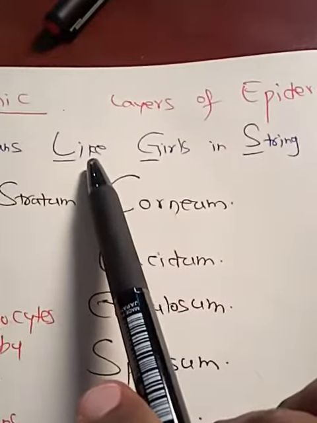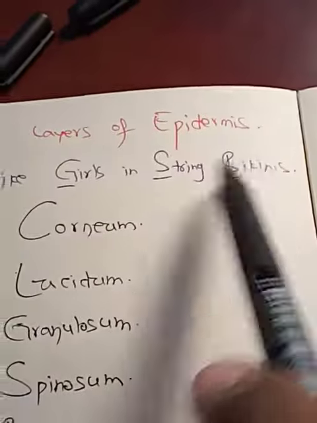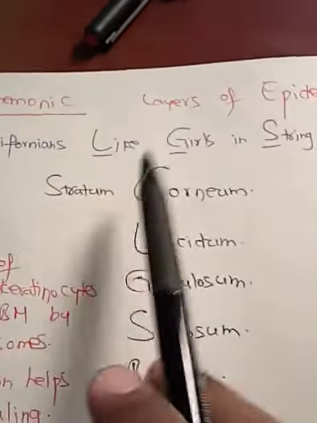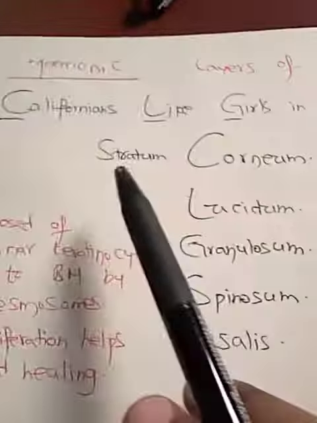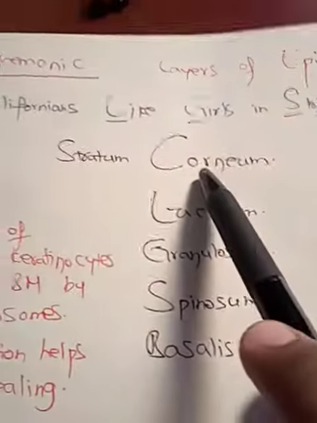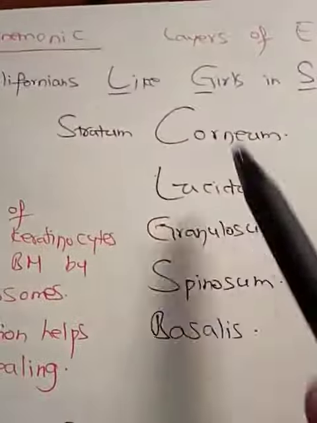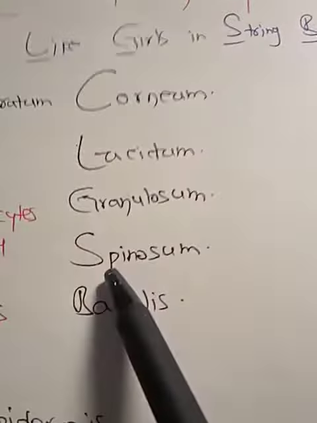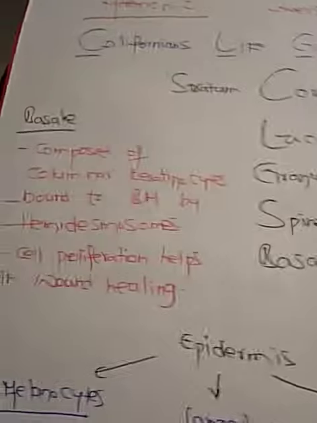Californians like girls in string bikinis is one of the very famous USMLE mnemonic. Californians like girls in string bikinis. See, Californians. So stratum corneum, like lucidum, girls, granulosum, string, spinosum, bikinis is basalis.